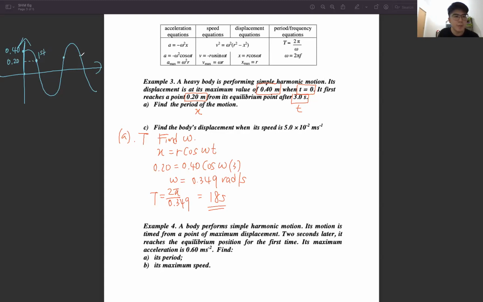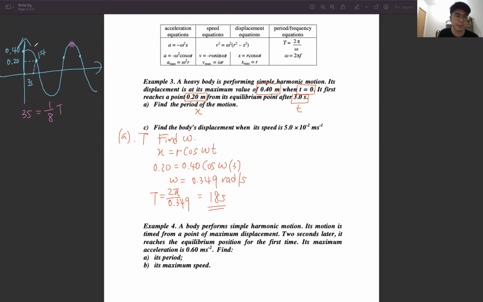And then here is the second reach, here is the third reach, because the motion repeats. So there is more than one instance where it is at 0.20 meter. But it first reached, that means it's referring to this point. It says that after 3 seconds, that means here is 3 seconds. If you take one complete oscillation from here to here, 1, 2, 3, 4, 5, 6, 7, 8, this is 1/8 of the period.